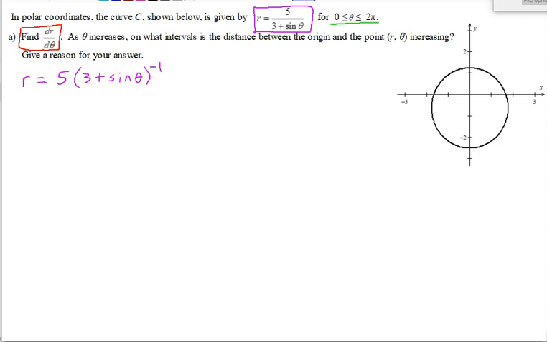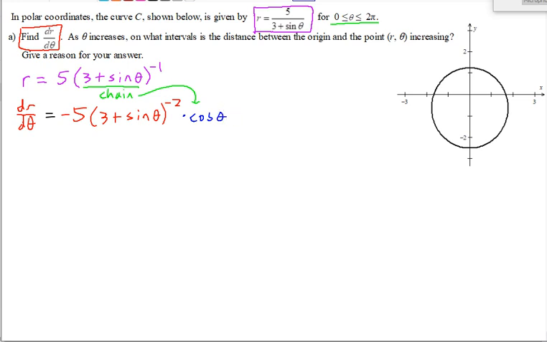So now when you find the derivative, since the variables are r and theta, it would be dr d theta equals, bring down the -1 times 5, it's -5. And then function side stays the same, 3 plus sine theta. Subtract 1 from the exponent, so the -2. But then we've got this function inside, so you've got to use the chain rule and multiply by the derivative of the function inside. And the derivative of 3 is 0, plus the derivative of sine is cosine.